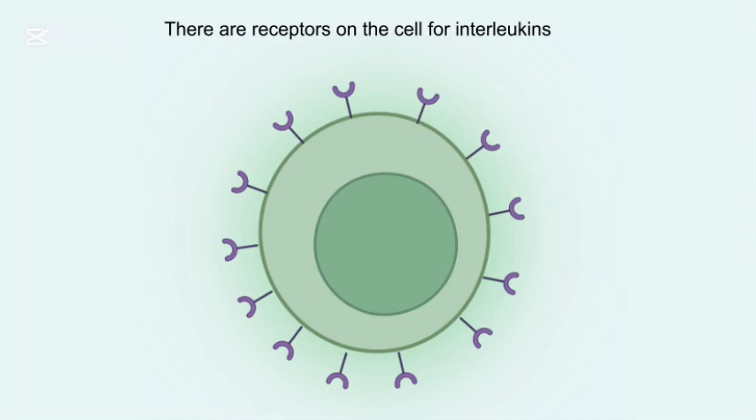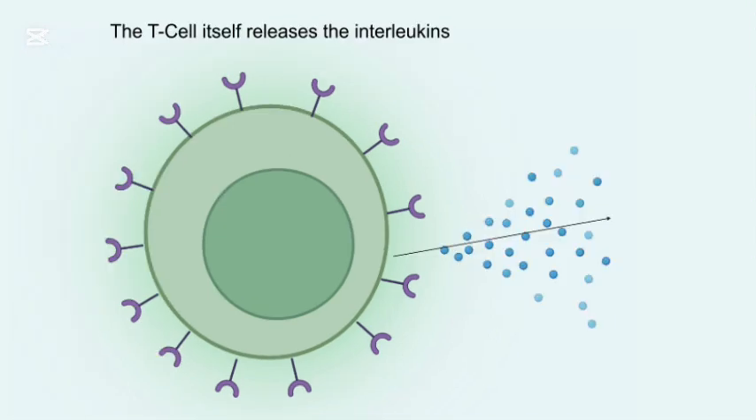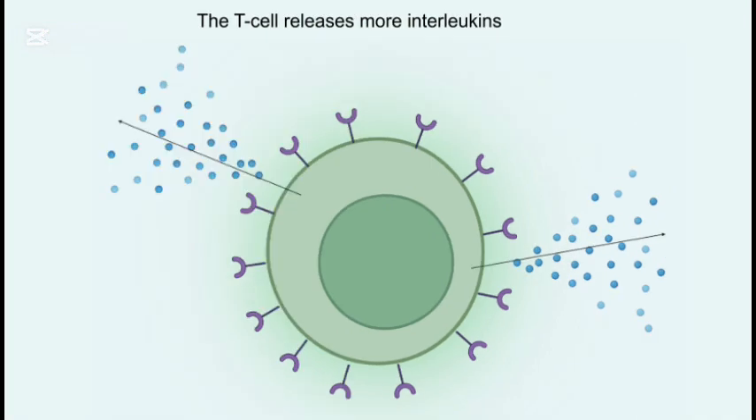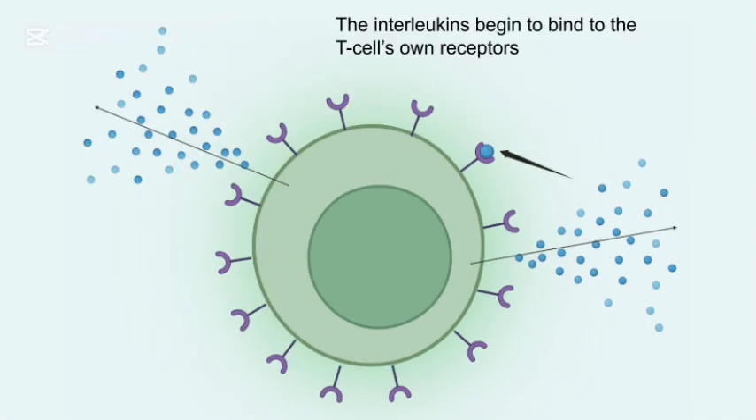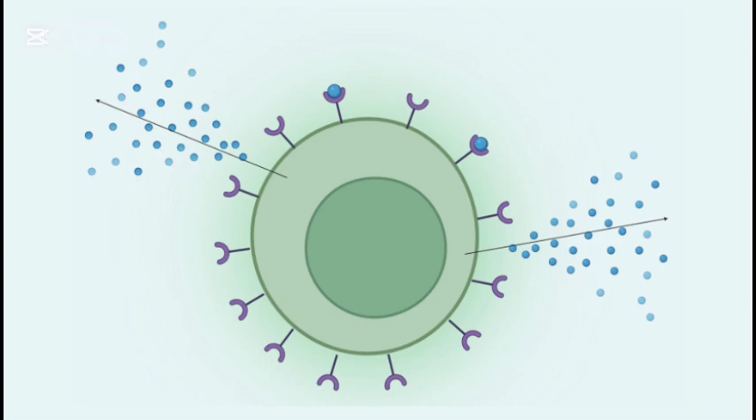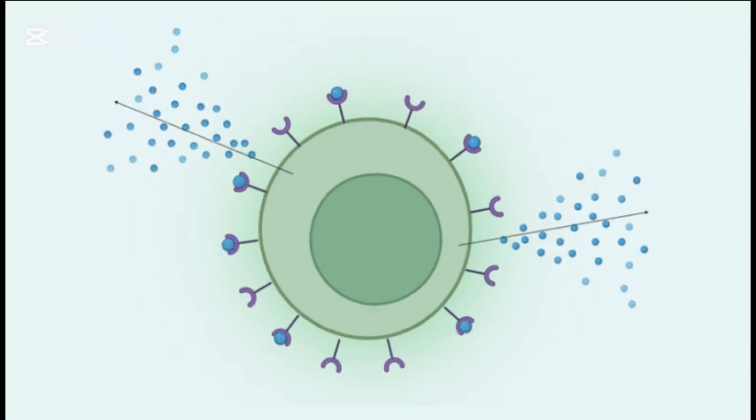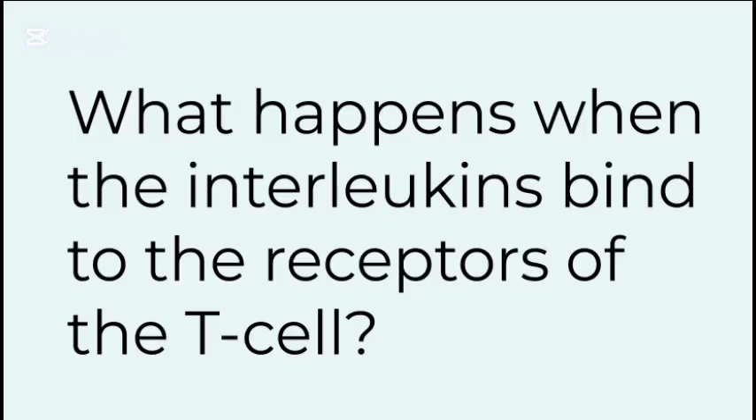After being activated, the T cell releases its interleukins. The T cell itself has receptors for the interleukins that it is releasing. The interleukins bind to the T cell's own receptors. What happens when the interleukins bind to the receptors of the T cell?